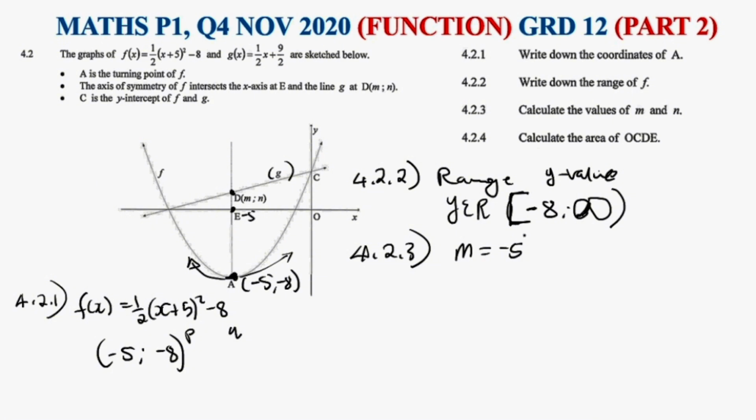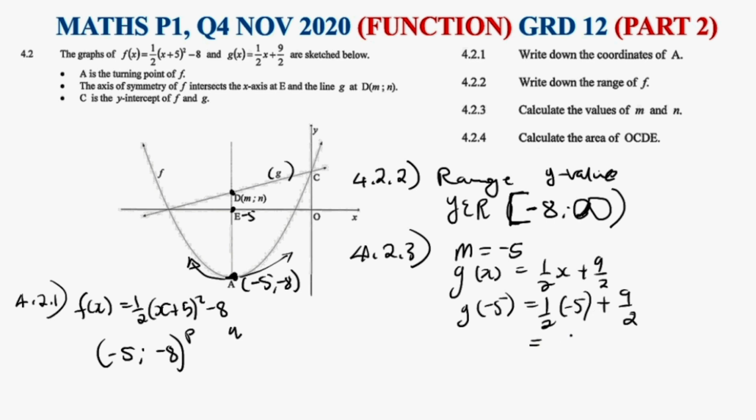Where is D sitting? D is sitting on G. So therefore, if I know the X value at G, I can also know the Y value, right? Okay, G at X is equal to half X plus 9 over 2. When X is minus 5, what is our Y value? I'm just substituting here.